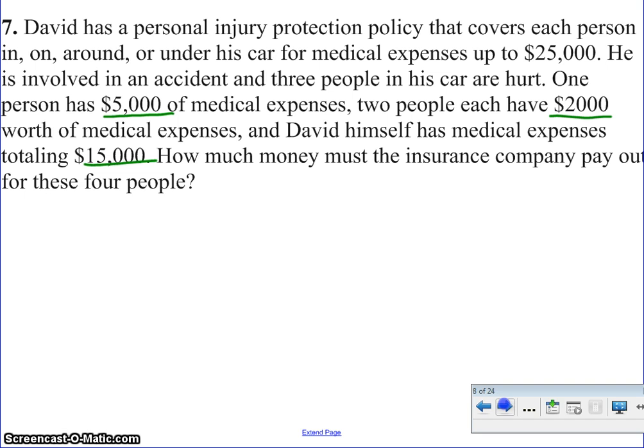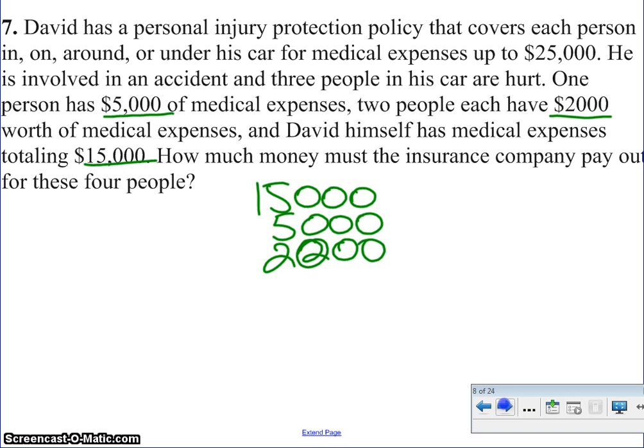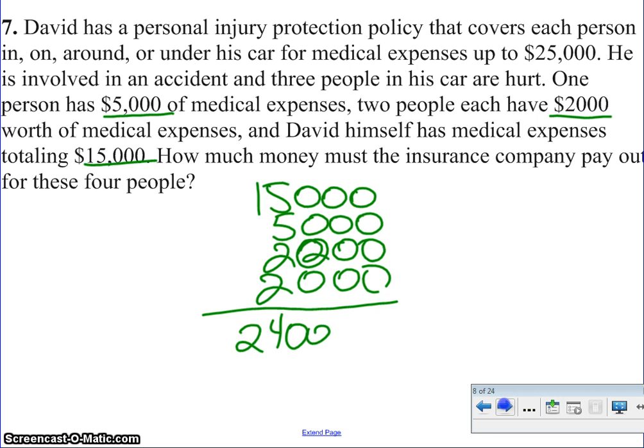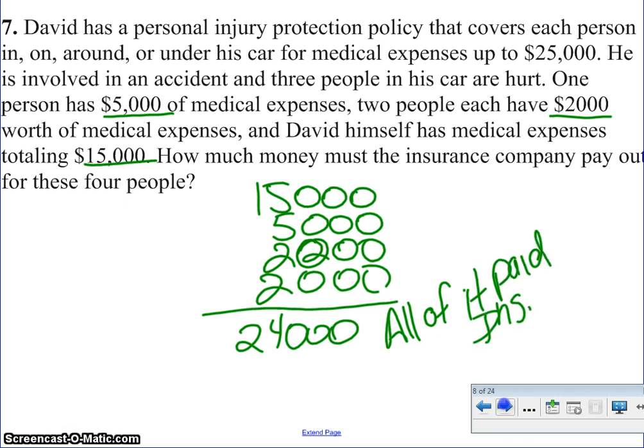Nobody went over the $25,000, so the insurance company is going to pay David's $15,000, person one's $5,000, and 2 people had $2,000. And so when we add all of this together, we get $24,000 total, and all of it is paid by the insurance company, and David owes nothing.